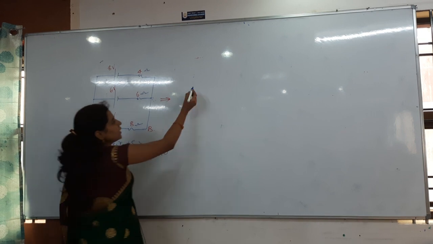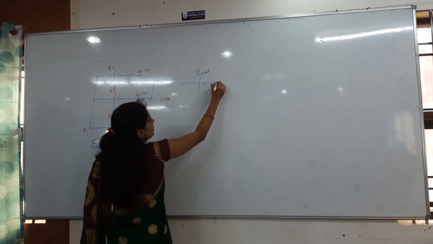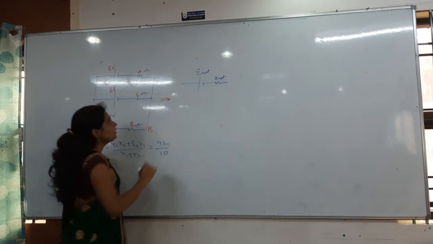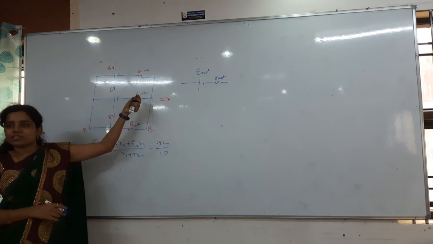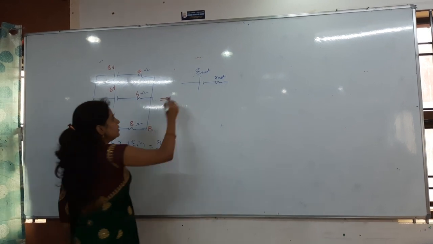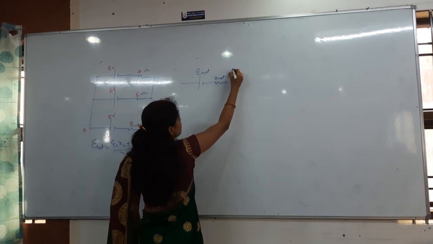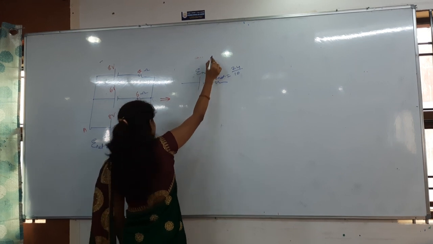Now my circuit is becoming like this. E net, and then this is R net. What is the R net value you will get? R net is equal to 4 into 6 by 4 plus 6 only. R1 R2 by R1 plus R2. How much will you get? 4 into 6 is nothing but how much? 24 by 10. 24 by 10 is the R net.